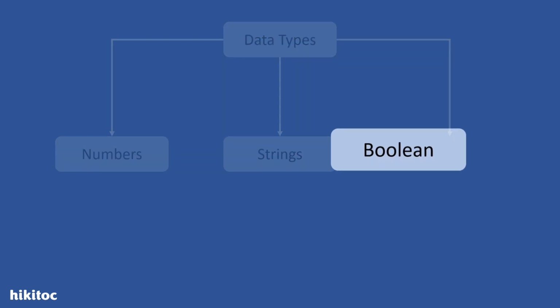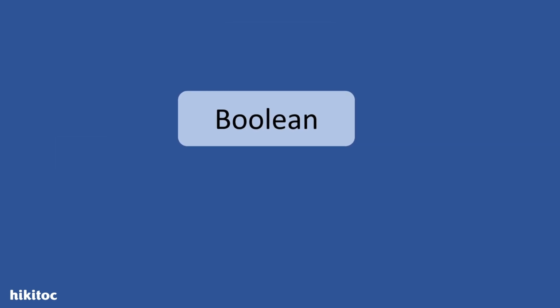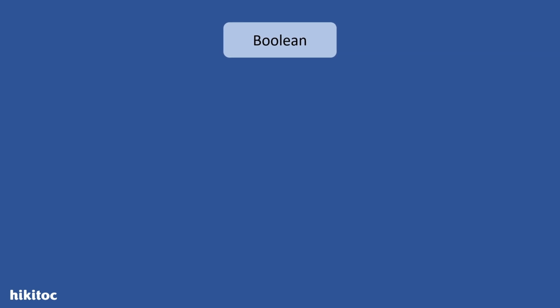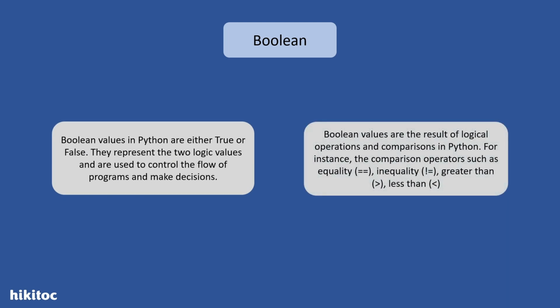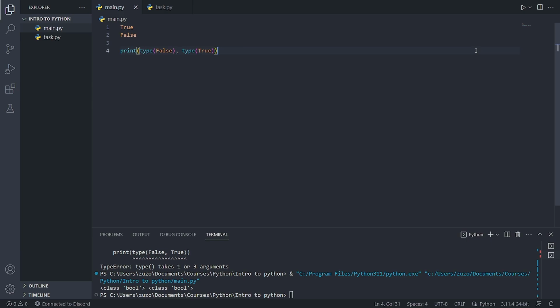As I mentioned before, Boolean values in Python are either True or False. They represent two states, true and false values in logic, and are used to control the flow of programs and make logical decisions. Boolean values are a result of logical operations and comparisons in Python. For instance, the comparison operators such as equality, which is two equal signs, or inequality, exclamation mark and equal sign, greater than, less than, and so on. Now let's go back to VS Code and practice Booleans.